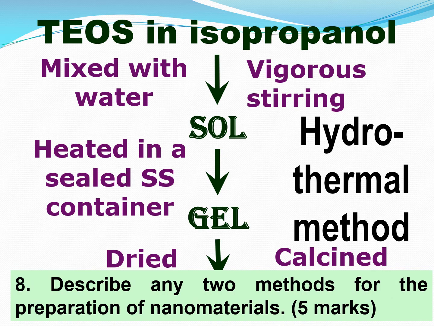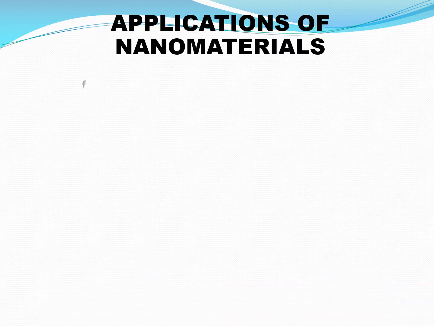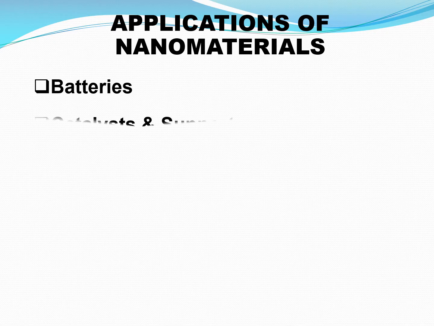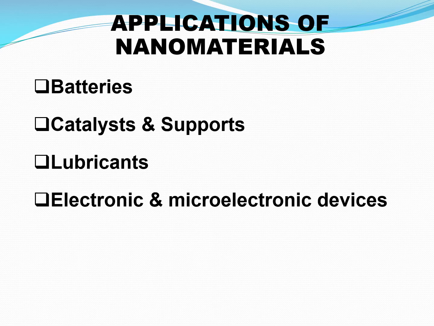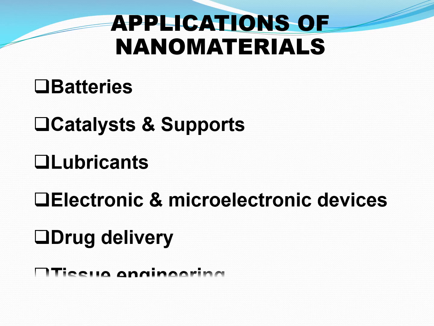One important question: describe any two methods for the preparation of nanomaterials. Reduction and hydrolysis, both are very important. What are the applications of nanomaterials? Many applications are there: in batteries as electrodes, catalysts and supports, lubricants, electronic and microelectronic devices like chips or capacitors, and drug delivery and tissue engineering. These are some of the important applications of nanomaterials.